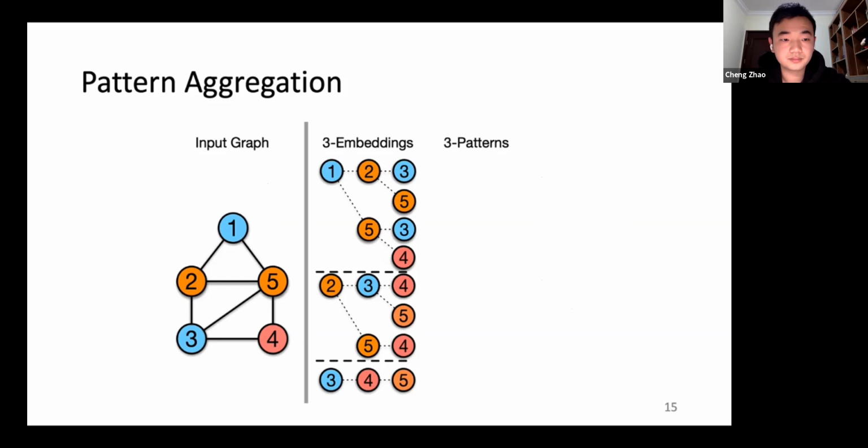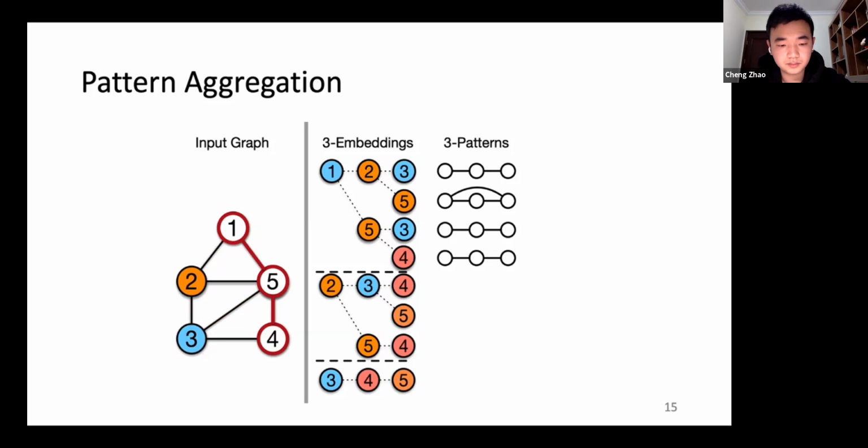At the pattern aggregation phase, we transform each embedding to a pattern. First, we find the embedding in the given graph, then find the structure of the embedding. Next, erase the vertex indices and obtain a pattern. For example, the embedding 1, 2, 3 is transformed into a 3-chain. The embedding 1, 2, 5 is transformed into a triangle. Similarly, we transform all the embeddings into patterns.